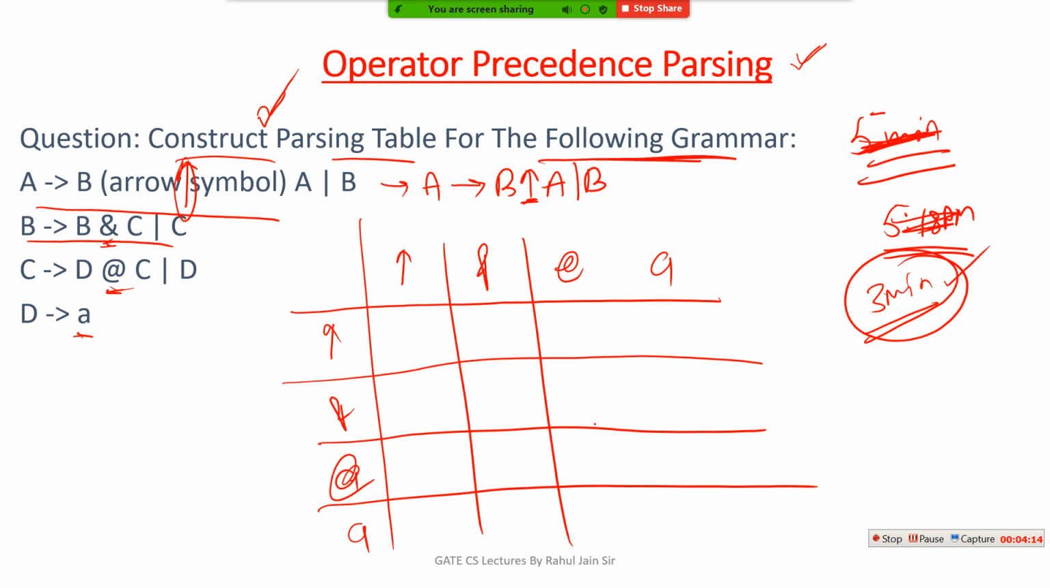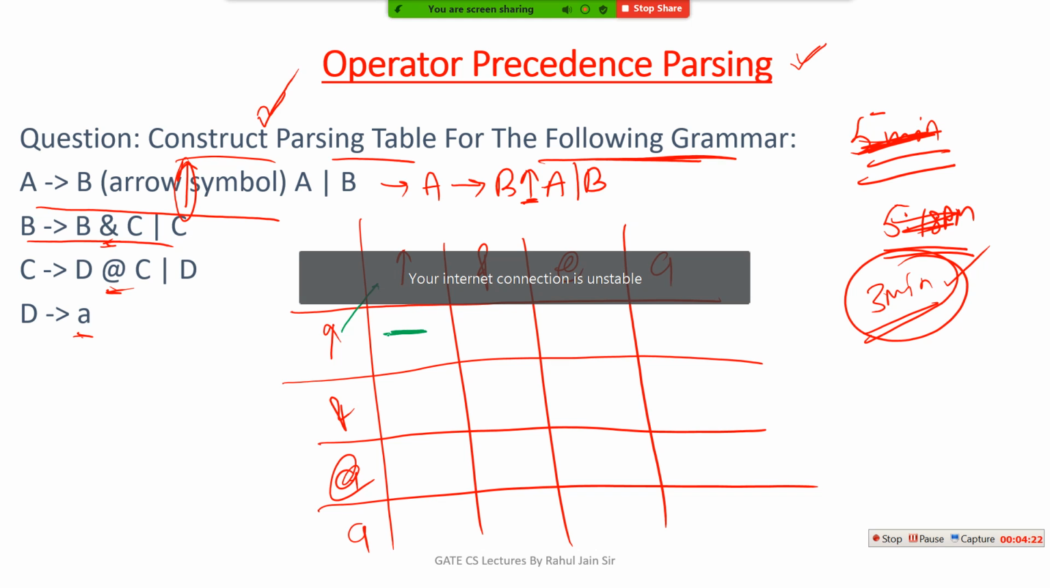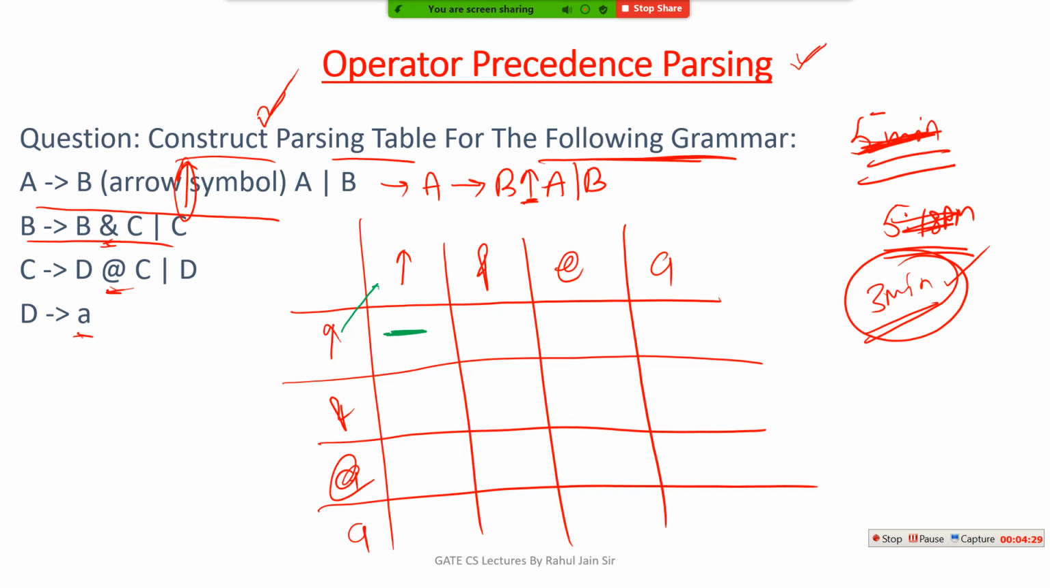Okay, now I need to compare them. When I compare arrow and arrow, only one arrow exists, so you can simply say that no checking would be there for arrow and arrow.